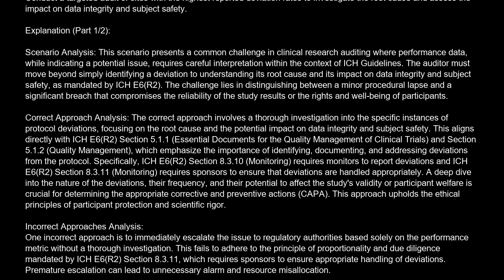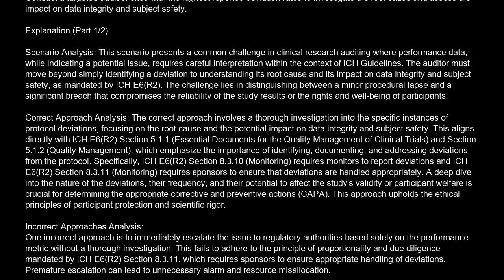Incorrect approaches analysis. One incorrect approach is to immediately escalate the issue to regulatory authorities based solely on the performance metric without a thorough investigation. This fails to adhere to the principle of proportionality and due diligence mandated by ICH E6 R2 Section 8.11, which requires sponsors to ensure appropriate handling of deviations. Premature escalation can lead to unnecessary alarm and resource misallocation.